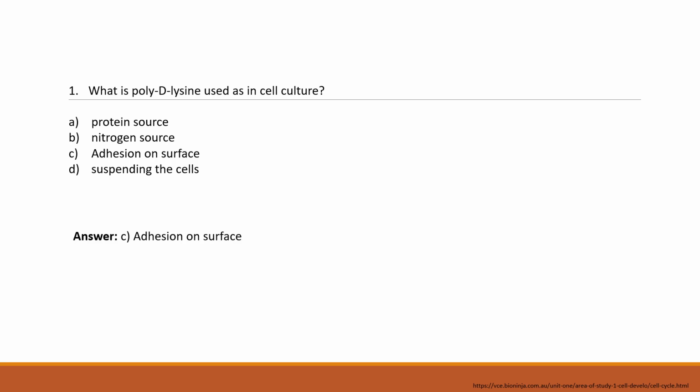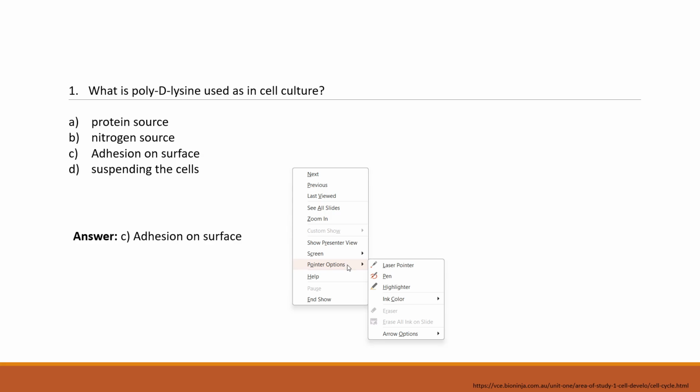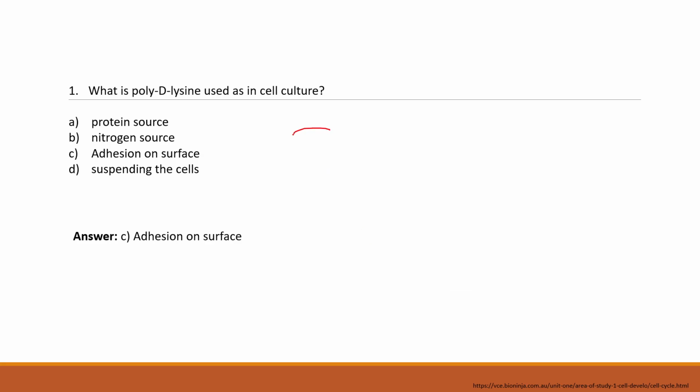So the answer is adhesion on the surface. Like we discussed previously in the previous interactive sessions or in the videos, when we culture cells on a petri dish, sometimes we have adherent cells and sometimes non-adherent cells. This is your petri dish and these are your cells. The cells need a surface for attachment, that is when they are adherent cells.